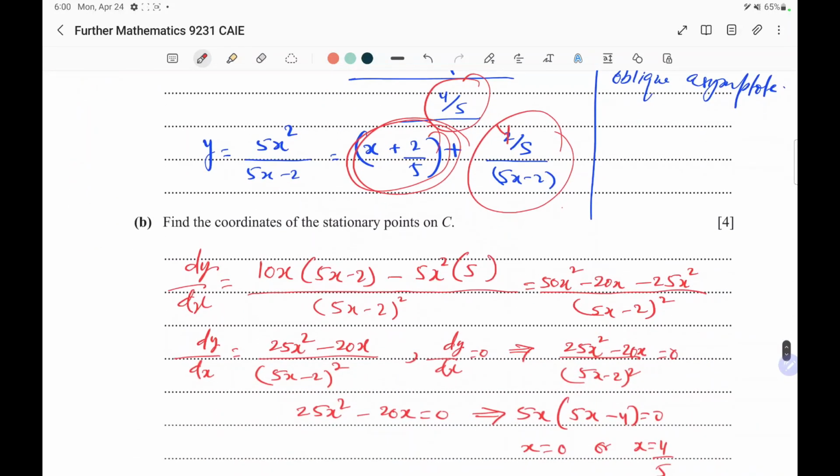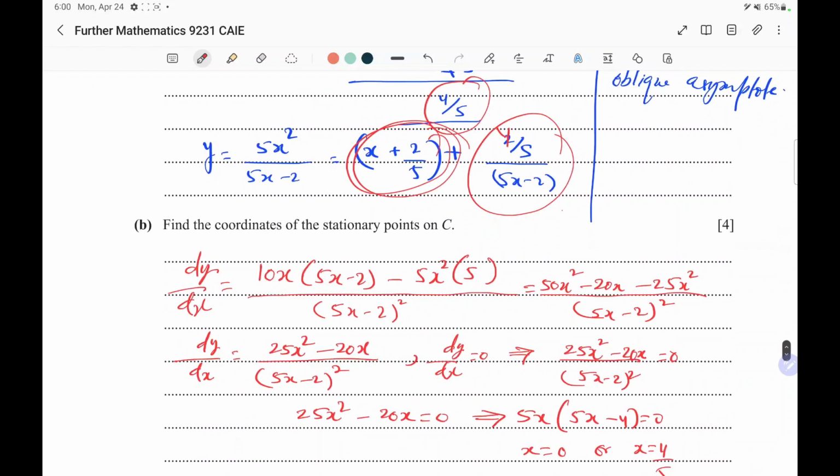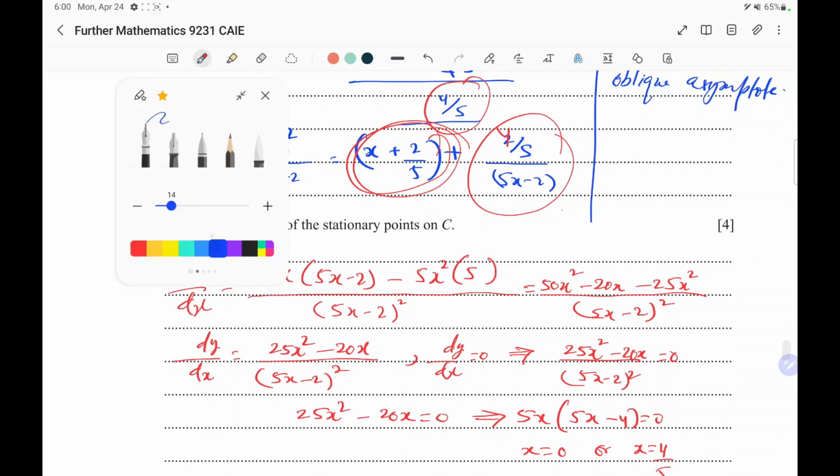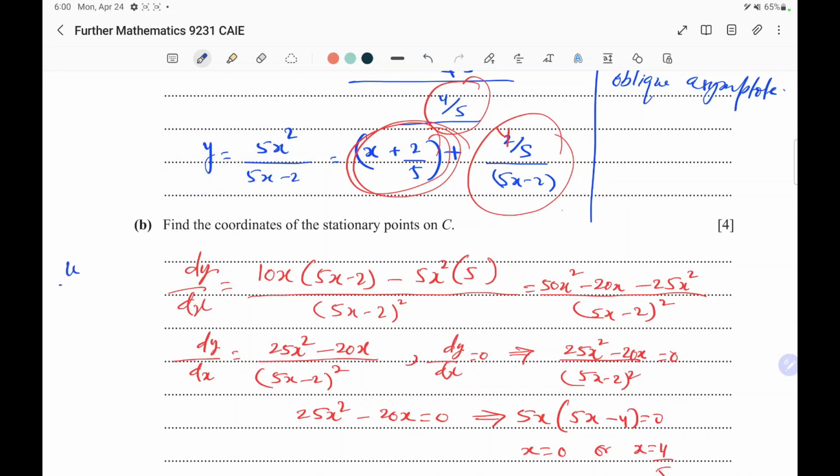Okay. Now find the coordinates of a stationary point. So here I will apply the u over v rule.